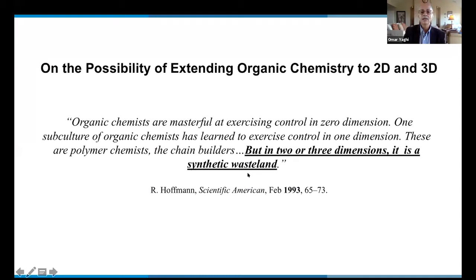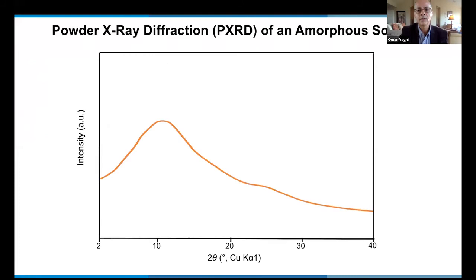And that's about the time I started as an assistant professor, except I discovered this article much, much later. But anyway, that articulates the state of the field back in the early 90s. Well, it's no surprise: if you try to link organic molecules through covalent bonds to make extended structures, this is what the student will get. They'll get basically an amorphous material.